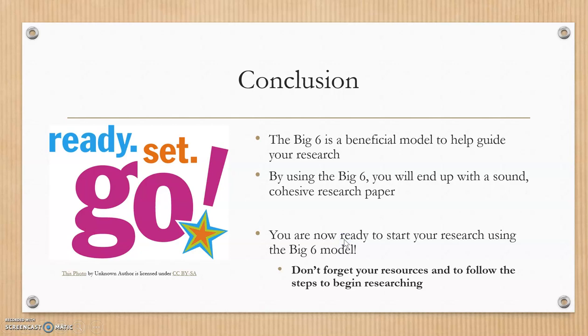So in conclusion, the Big 6 is a beneficial model to help guide your research. By using the Big 6, you will end up with a very organized, cohesive research paper with enough information that you're going to be able to share with your classmates, your teacher, or anyone else. So, with that said, you're now ready to start using your research model and conducting research on a topic of your choice. Don't forget your resources and to follow the steps to begin researching.